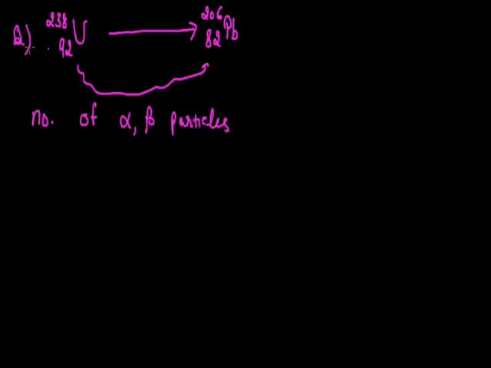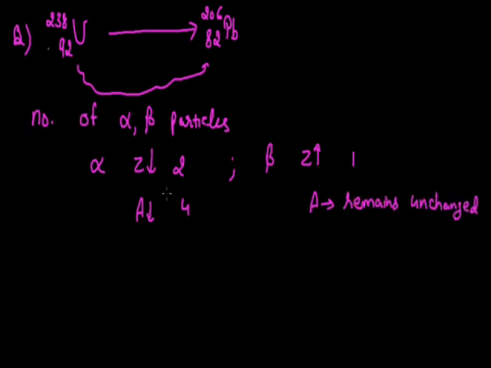Now, as we know that whenever the alpha and beta particles are emitted, they change the atomic number and the mass number of the parent nuclei. Whenever the emission of an alpha particle occurs, it decreases the atomic number by 2 units and it decreases the mass number by 4 units. On the other hand, whenever the emission of a beta particle occurs, it increases the atomic number by 1 unit while it doesn't affect the mass number.